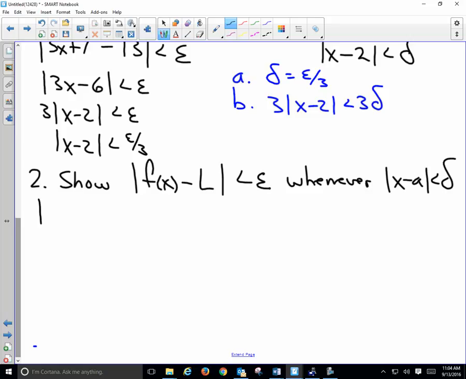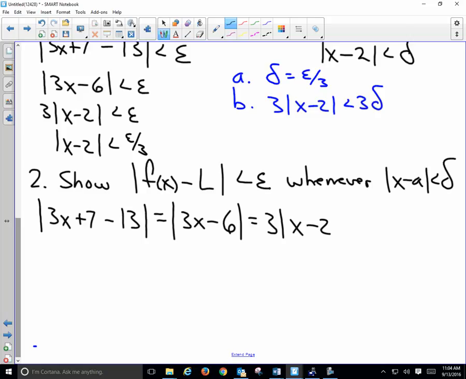Watch. Absolute value of, what's the function? Minus 13. I would like to say it's less than epsilon, but I don't know for sure that this is less than epsilon. So what I'm going to do is I'm going to use some of my previous work. This is the same as 3x minus 6, which is the same as 3 times x minus 2.